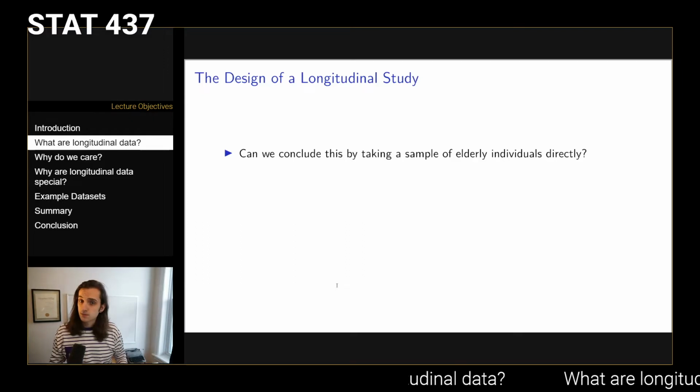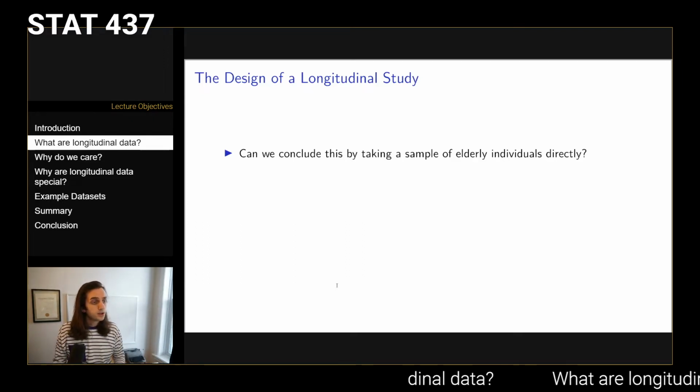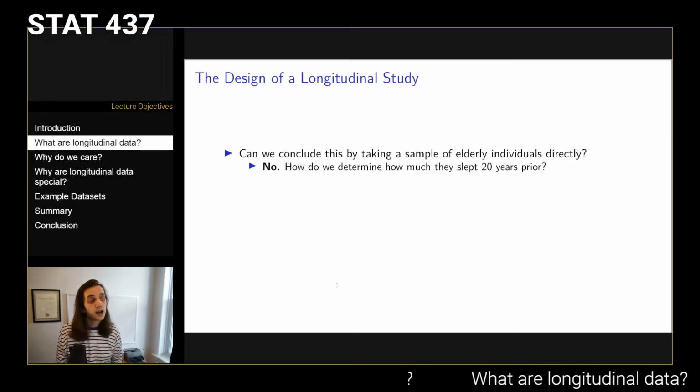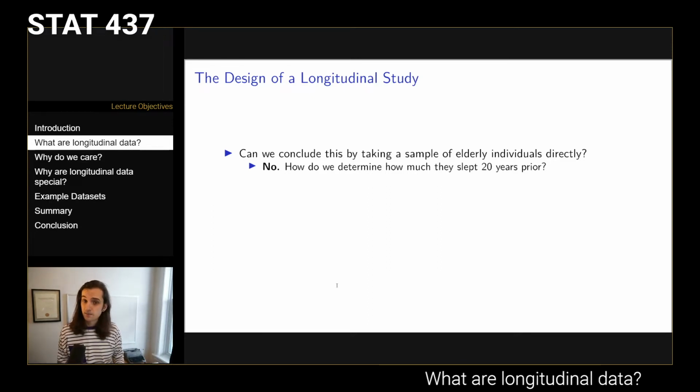To prompt that thinking, can we conclude this by taking a sample of elderly individuals, people who are actually at risk of developing dementia? Can we conclude this just by looking at a single sample of the elderly? The answer is no, because if we've only looked at elderly individuals, how do we know how much they slept 20 years prior? Now, we could ask them, how much did you sleep when you were in your 50s, say?